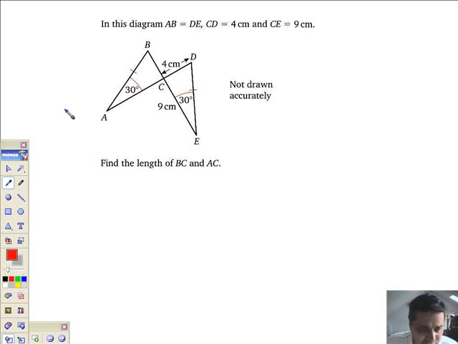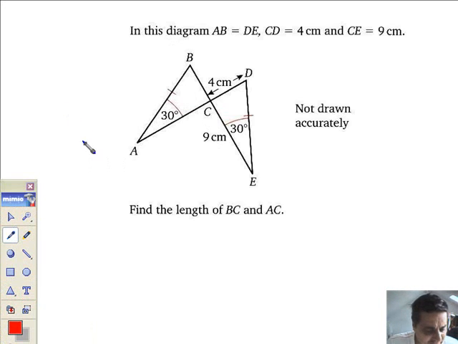Hi then, this is question 4 on page 227. It's working towards grade A, but not quite yet. So question 4 then, it says in this diagram, AB equals DE, so AB and DE the same. CD is 4, there it is there, and CE is 9, and there it is there. It says find the lengths BC and AC. So I want this one and this one.